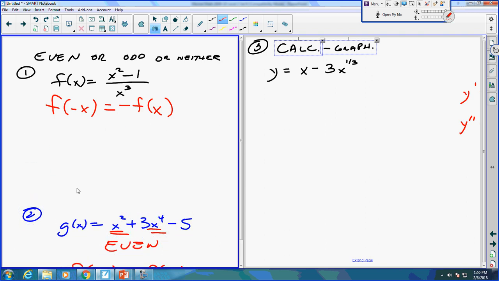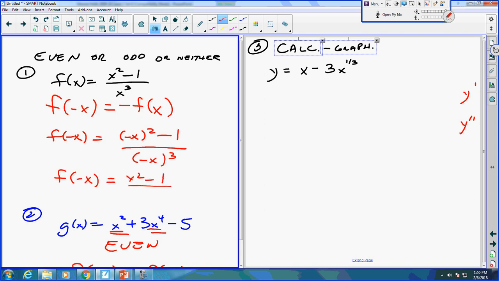All right. If you plug in negative x into the function, you get x squared minus 1 over negative x cubed. Well, if you bring this negative from the bottom out front, is it negative f of x then? It is. A lot of times, number 1 gets missed because they're looking at the powers.